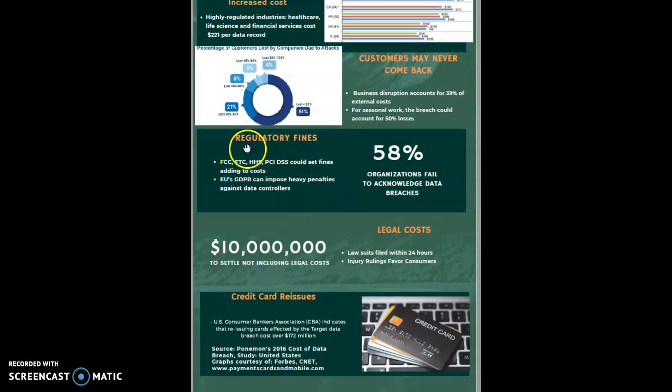Things that people don't think about: regulatory fines. In the United States and Europe, we have different regulations, different regulatory fines. And consequently, 58% of companies don't report their data breaches.